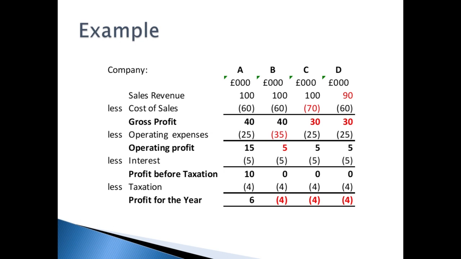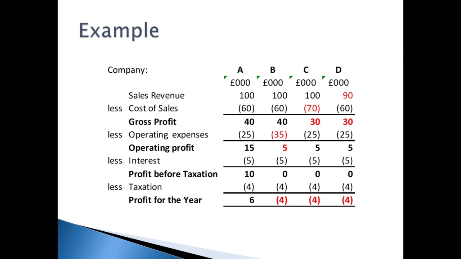Company C doesn't have that problem, but it does have a problem. In this case, their cost of sales has got higher. So that's either the purchasing manager or the manufacturing manager who's causing the problem there. And company D, the problem there is not the cost of sales, it is that the sales revenue is smaller than all the others. Therefore, that needs to be fixed by the sales manager.